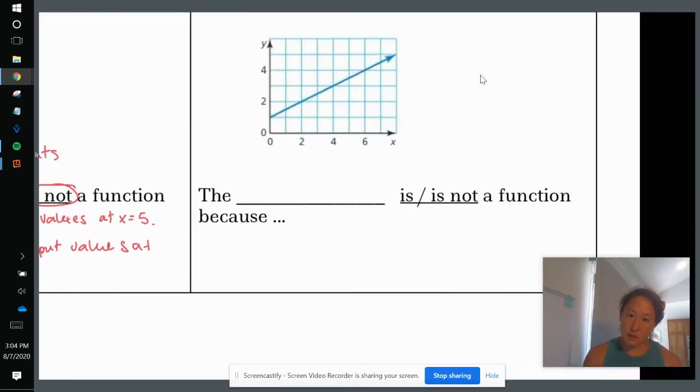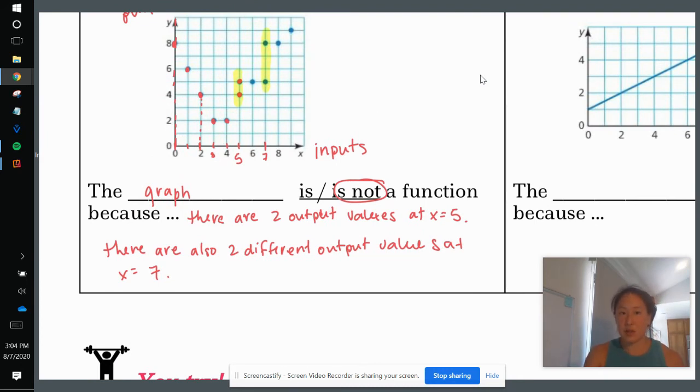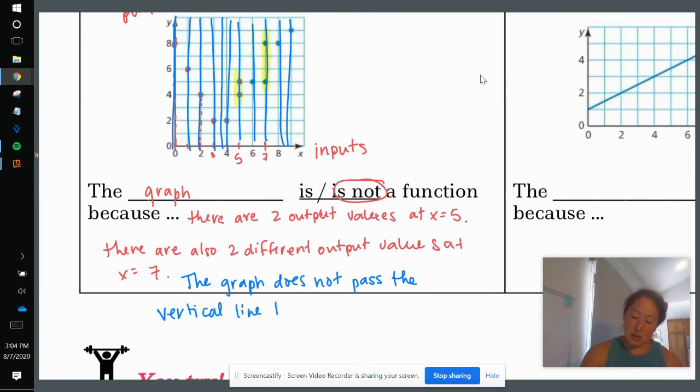Oh, I forgot to show you the trick. A trick to seeing if something is a function on a graph is using the vertical line test. So I'm just going to make a bunch of vertical lines. If there's any vertical line that crosses two points of the graph at the same time, the graph does not pass what we call the vertical line test, which we call the VLT. It's a test to see if there's two outputs for one input.